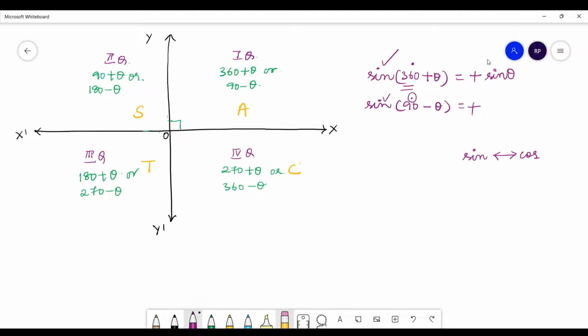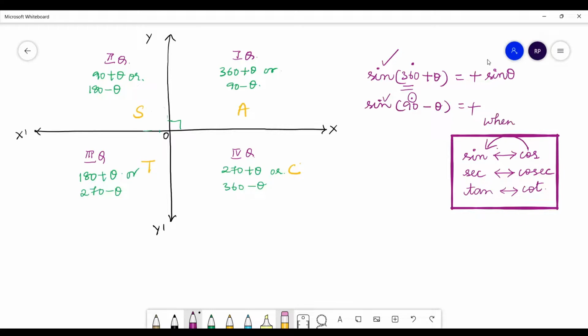Now, next one. Secant is going to change into its co-function, cosecant. Tan is going to change into its co-function, that is cot. So why have I put a double arrow headed line? Because it can go both ways. If there is cos of 90 minus theta, say, because the angle is an odd multiple of 90, cos will change to sine. And secant will change to cosecant and vice versa. Tan will change to cot and vice versa. This is what happens.